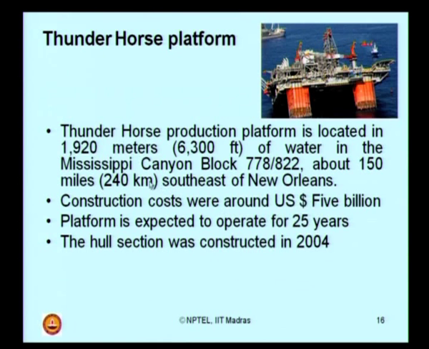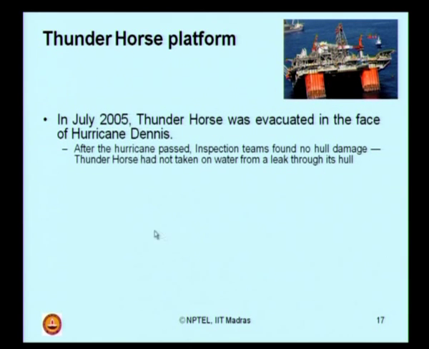You can imagine the investment the company made to build such a platform. You can also see that the expected life of this platform under operation for a critical sea state, 25 years, is quite amazing. In July 2005, when the hull construction was completed a year back, Thunder Horse was evacuated in the face of Hurricane Dennis. There was a Hurricane Dennis. So, the Thunder Horse was evacuated, expecting catastrophic damage during that time.